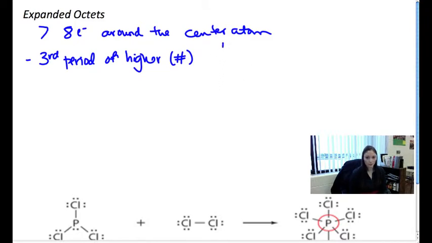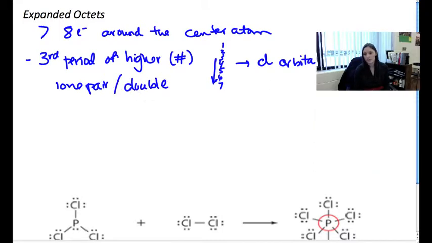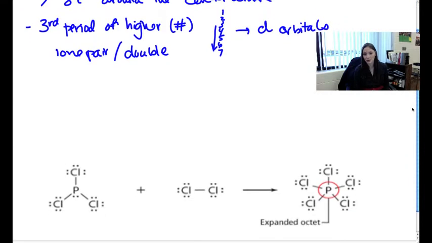Which is actually 3rd row in the periodic table and down, because the periodic table goes 1, 2, 3, 4, 5, 6, 7. So the 3rd row and down, or higher in number, because these atoms all have d orbitals that they can use for the extra electrons. These extra electrons can be in the form of a lone pair or a double bond. So any way that these atoms can have extra electrons around them.